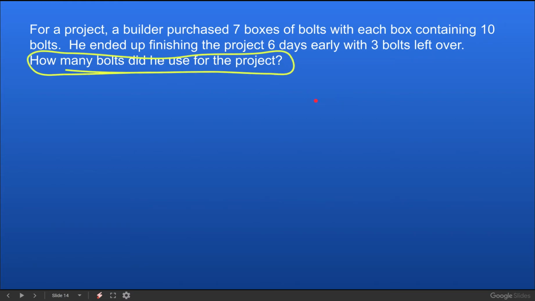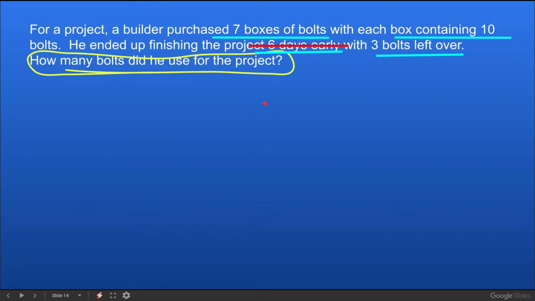And the bits of information that the problem gives us is that he had 7 boxes of bolts, and each of those boxes contained 10 bolts. He finished his project 6 days early and ended up with 3 bolts left over. Now, the one piece of information that we do not need is that he finished the project 6 days early. We can cross that off because it doesn't matter if he finished the project in a day, a week, a month, or a year. That's not going to change the number of bolts he used. So we can get rid of that piece of information.